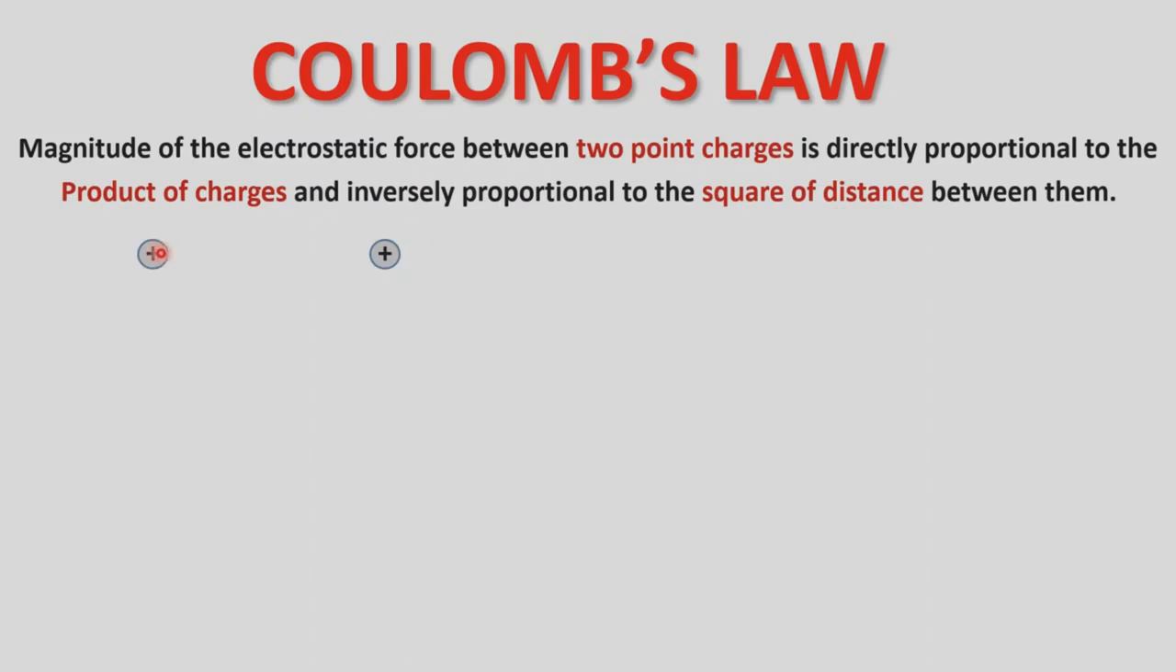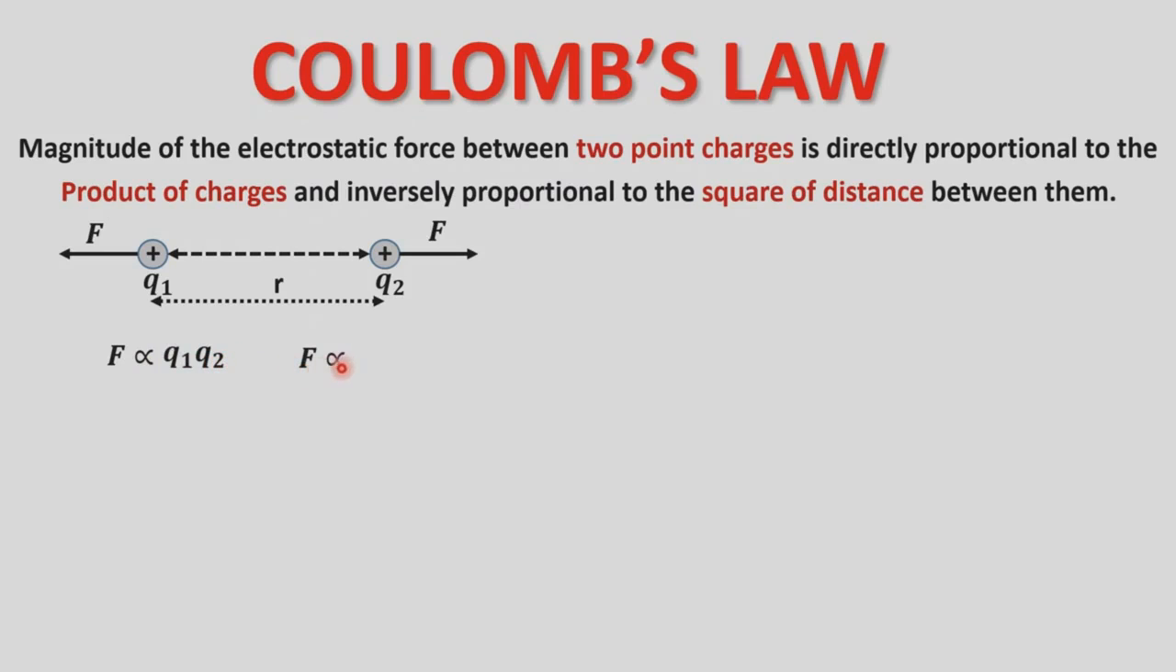Here I select two point charges, Q1 and Q2, both like charges. The distance between the two point charges is represented by R. Which force is formed between them? An electrostatic repulsive force is formed between them. So the magnitude of the electrostatic repulsive force F between the like charges depends on which factors? F is directly proportional to Q1 Q2, and F is inversely proportional to R square. Combine both expressions, and we get the Coulomb law expression.